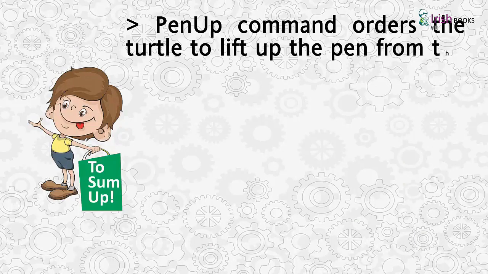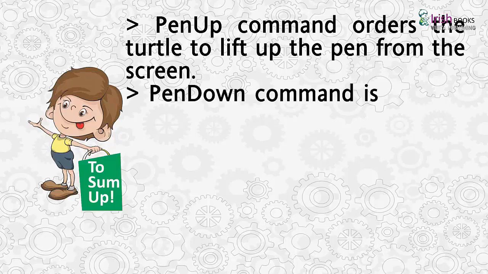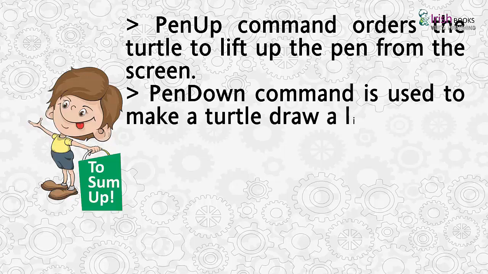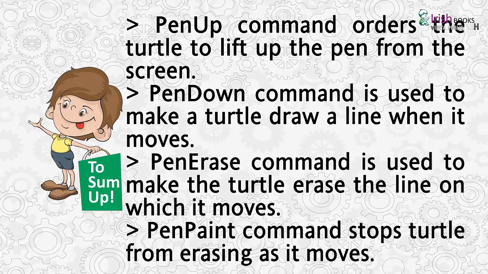Pen up command orders the turtle to lift up the pen from the screen. Pen down command is used to make a turtle draw a line when it moves. Pen erase command is used to make the turtle erase the line on which it moves. Pen paint command stops the turtle from erasing as it moves.